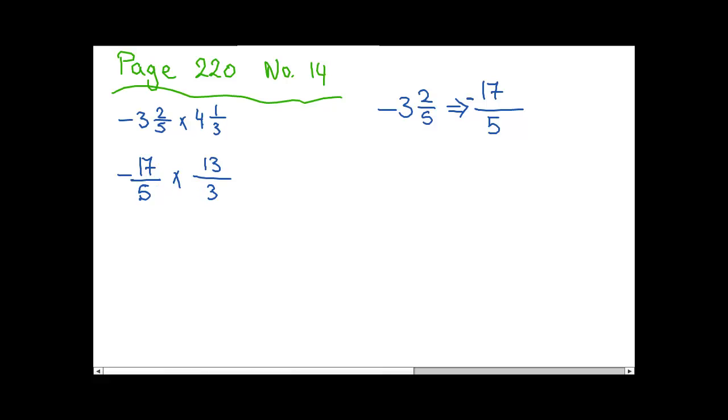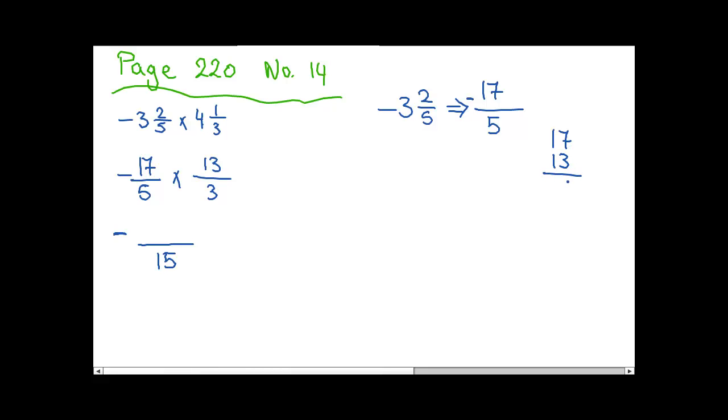Okay? Now what do we do? Now we need to multiply these two. We multiply the numerators by each other, and we multiply the denominators by each other. So denominators are easy. Leave the negative as it is. 5 times 3 is 15. How about 17 times 13? Let me remind you how we multiply. Again, remember, you cannot use a calculator on the test.